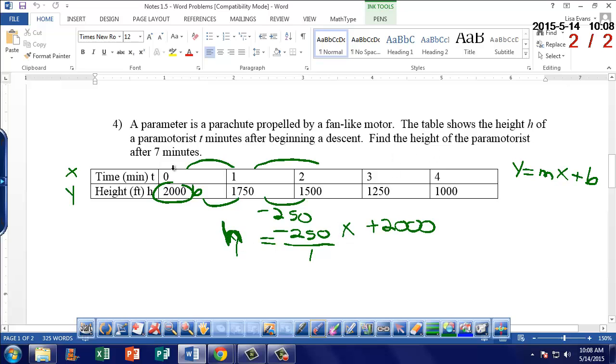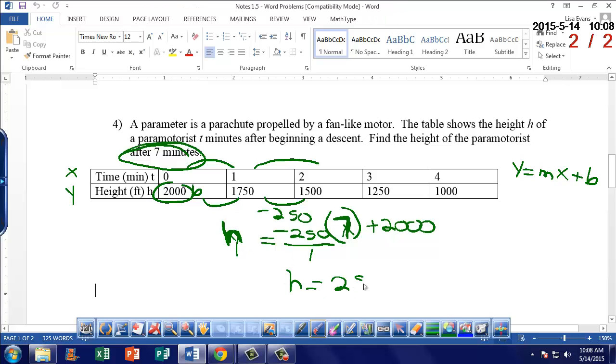It says find the height of the paramotorist after 7 minutes. So we can go ahead and plug 7 in for our t. So all you're doing is negative 250 times 7 plus 2,000. When you do that, you get a height of 250 feet.